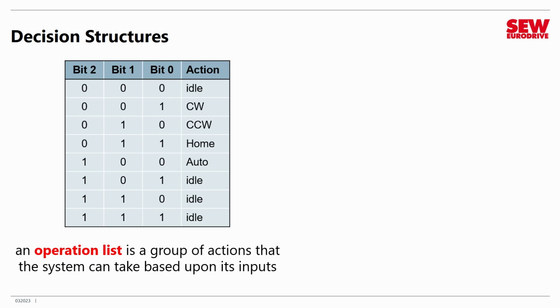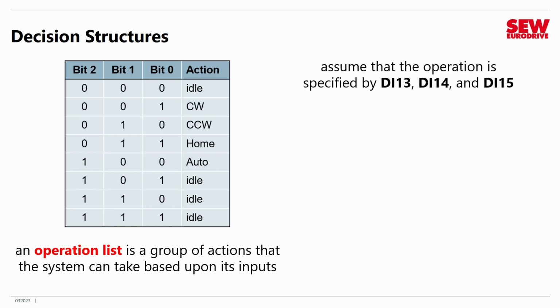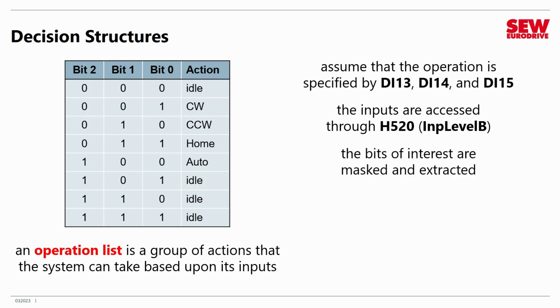Okay, this is an operation list. If you've played with MoviDrive B application modules, you know that a number of them work this way, where you send in bit patterns for specific operations. So let's assume that the operation is being specified by 3 digital inputs, DI 13, 14, and 15. And we access these through H520, which is also called input level B. That's its alias name. And so what we do is we mask off the bits we care about, 13, 14, and 15, and we extract them.